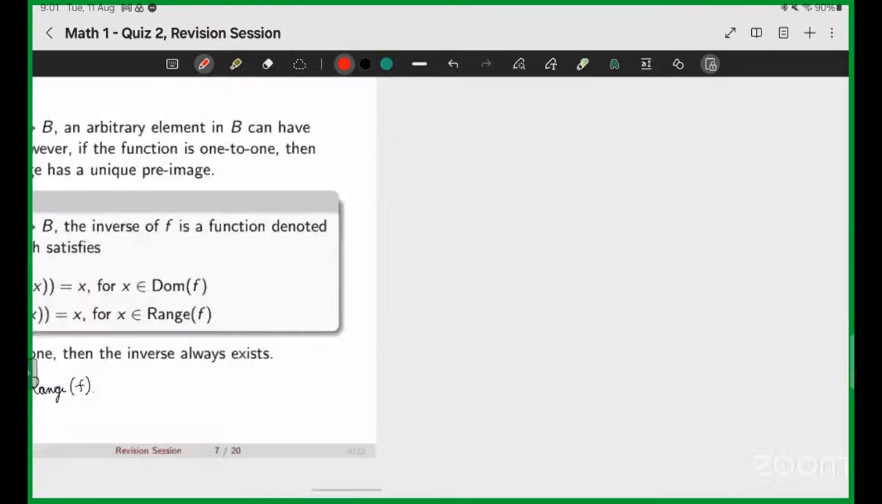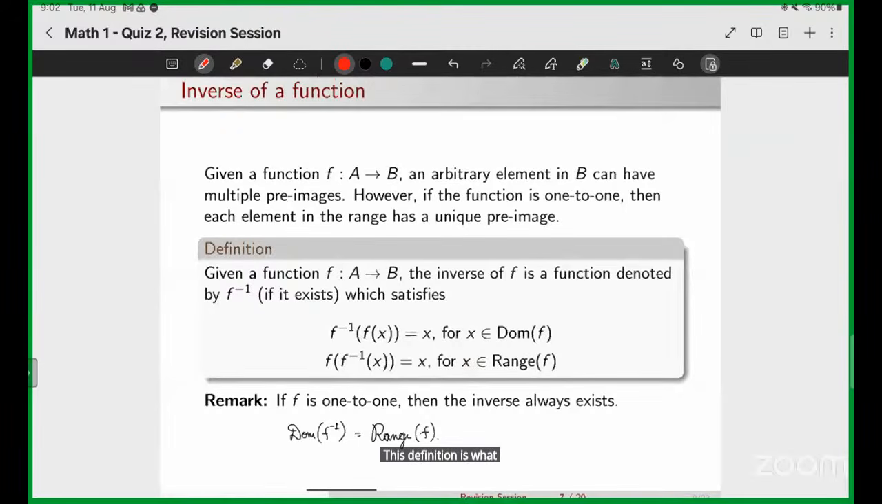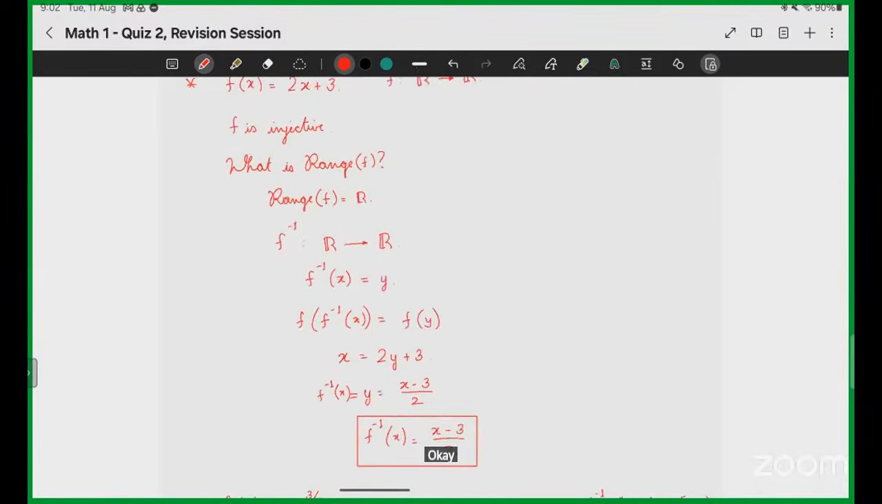So even this definition is what is given by the prof also. Given a function, the inverse is a function which satisfies this, and you only require it for all x in the range of f. Okay, sir. All right.